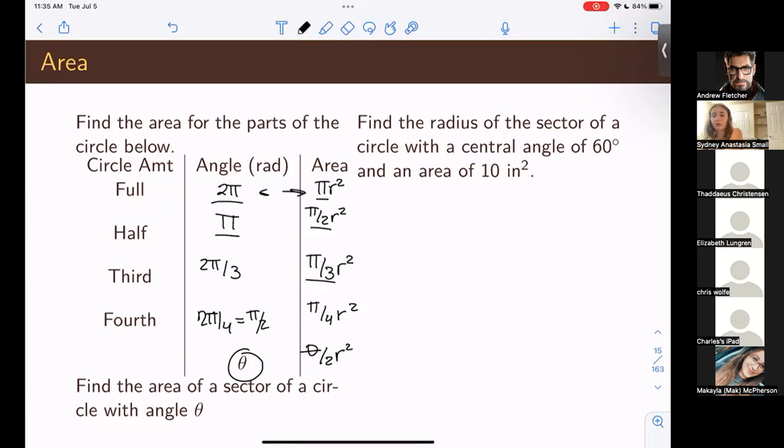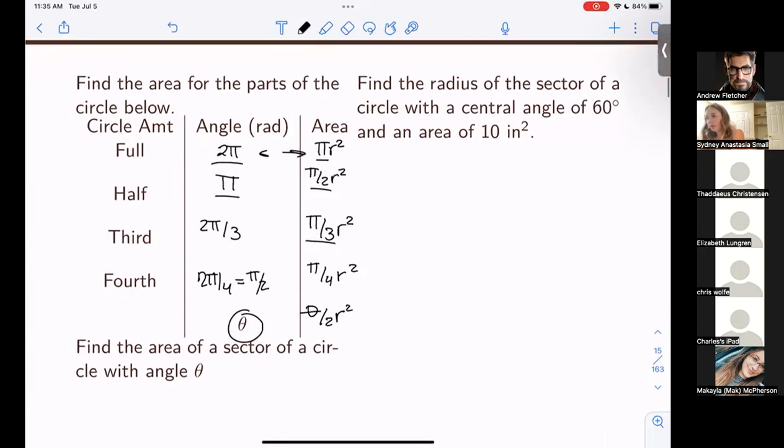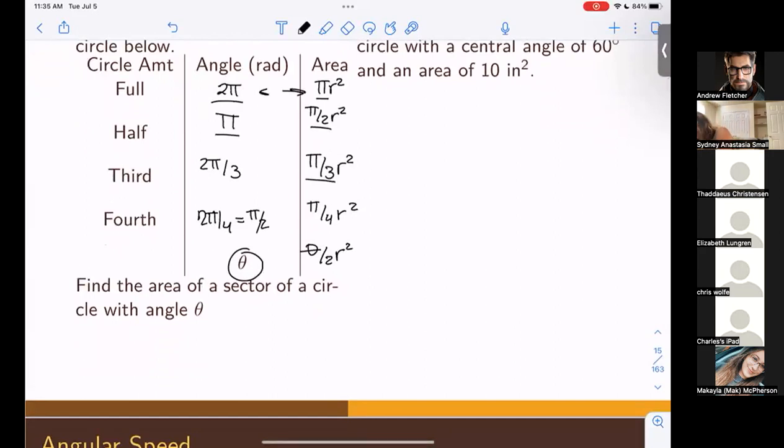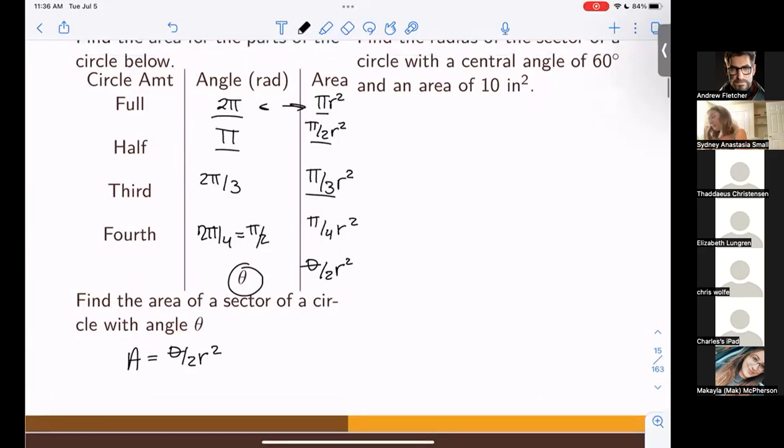So in general, if I say here is a sector of a circle with the angle in radians being 5 pi over 6, you just be able to divide that by 2 to get the area formula for that sector. So what I mean by that is the area formula for a sector of a circle is just theta over 2 r squared. You're given theta, and so that's the area formula. Instead of just pi r squared, we use theta.